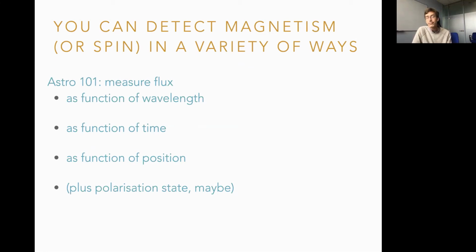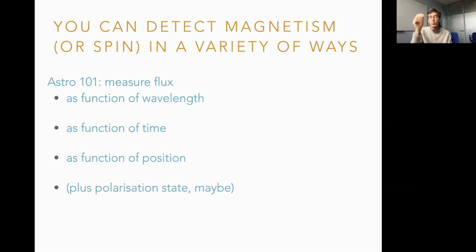So astronomy 101, we measure photons. What we get are photons, right? And the photons come in from your favorite star. They hit your detector, and you can count how many come in as a function of, say, wavelength. In other words, you measure a spectrum. You could measure how many come in as a function of time. So you do photometry, for example, with some time series.